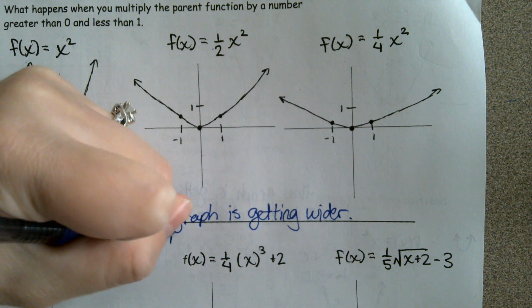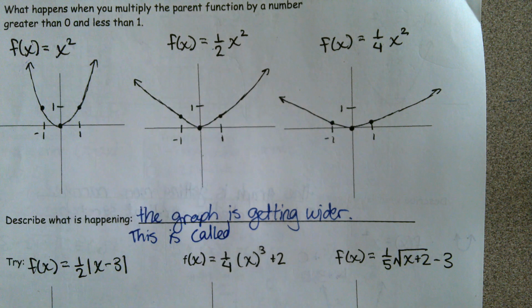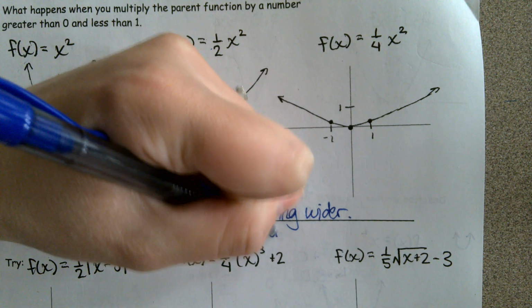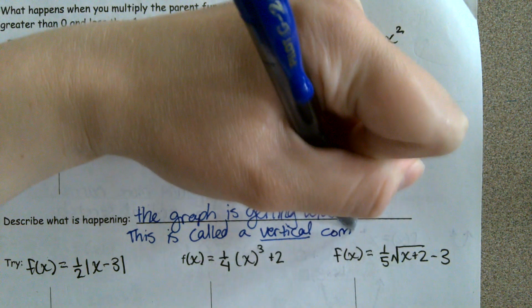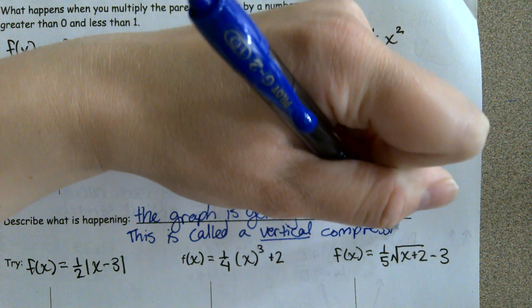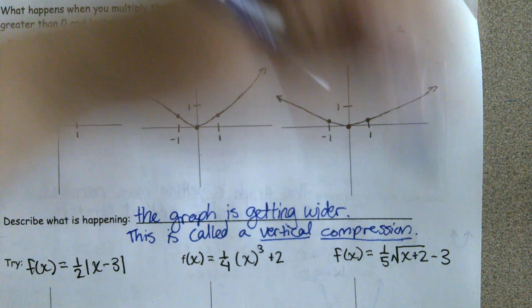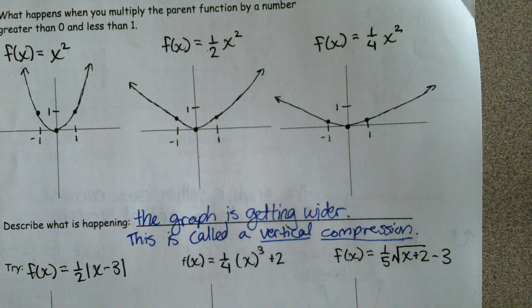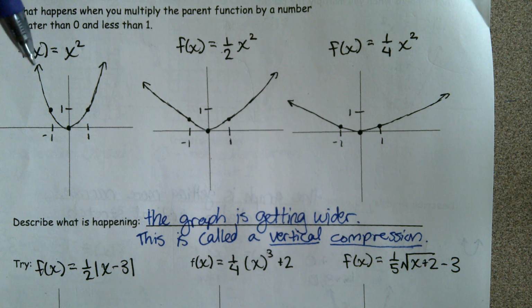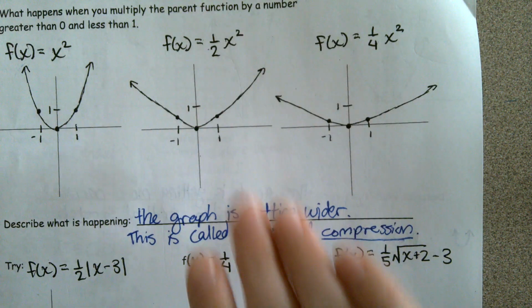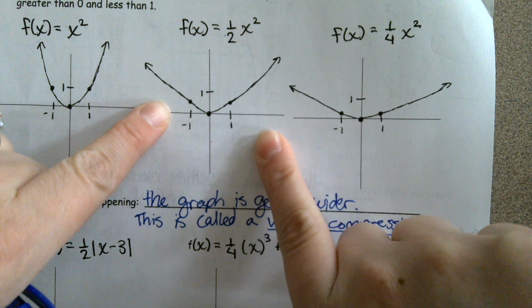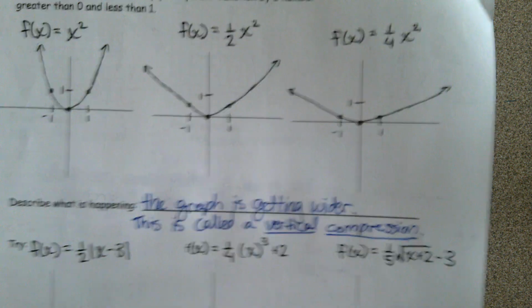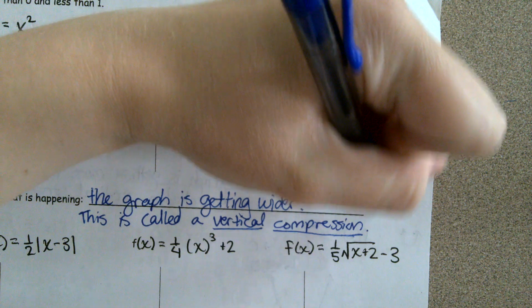This is called a vertical compression. Now the hint for this, it looks like someone is taking the arms of the parabola and pressing them down back towards the x-axis. So press down is kind of the thing I think of.